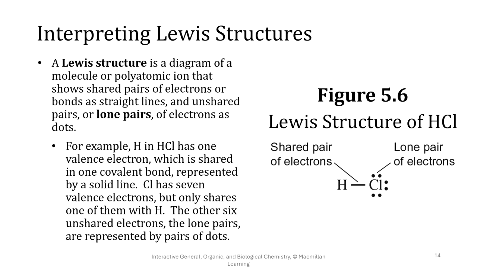So here, hydrogen in HCl has 1 valence electron. It's shared in 1 covalent bond, represented by the solid line. Chlorine has 7 valence electrons. Only 1 of them is shared. The other 6 are unshared electrons. They're lone pairs, and they're represented by pairs of dots. And lone pairs actually do manifest themselves. We can see their physical and chemical behaviors manifest, so those are a real thing.